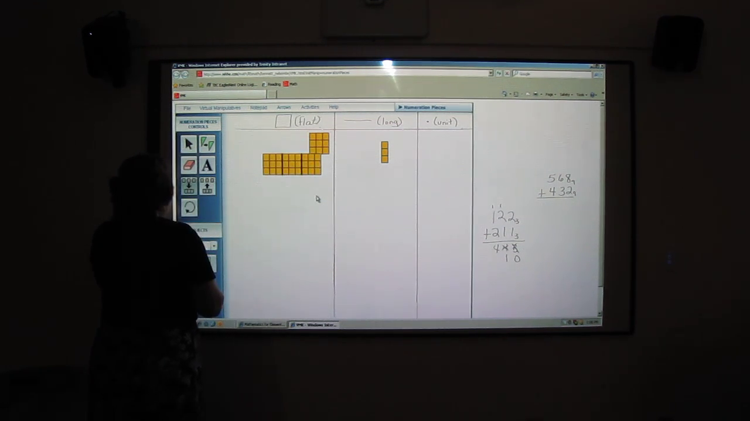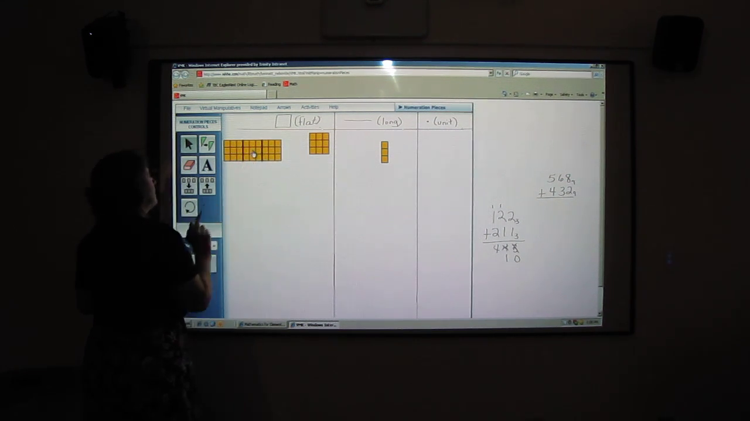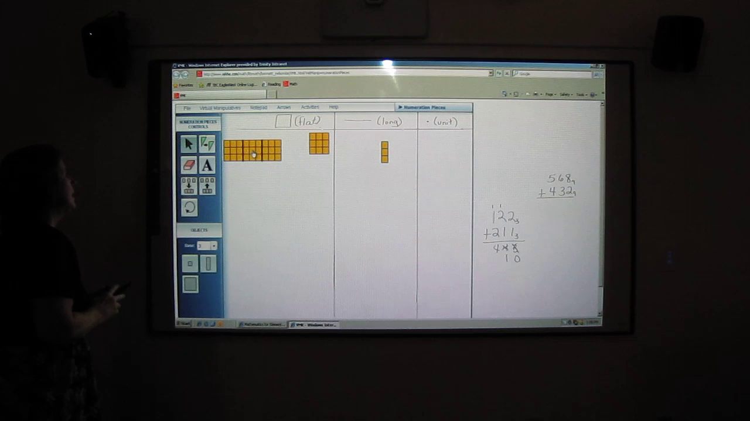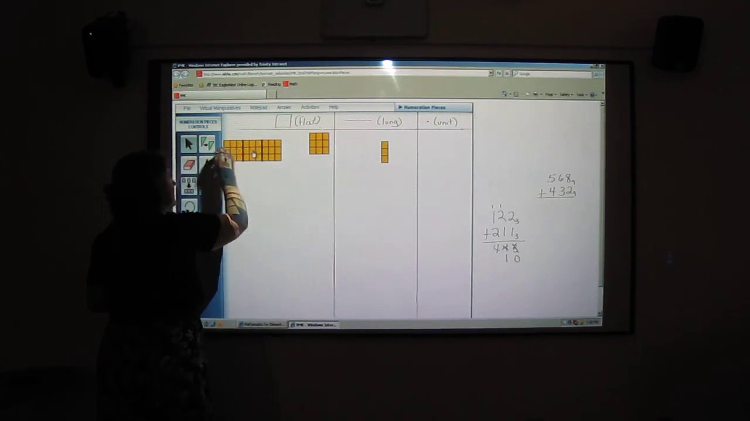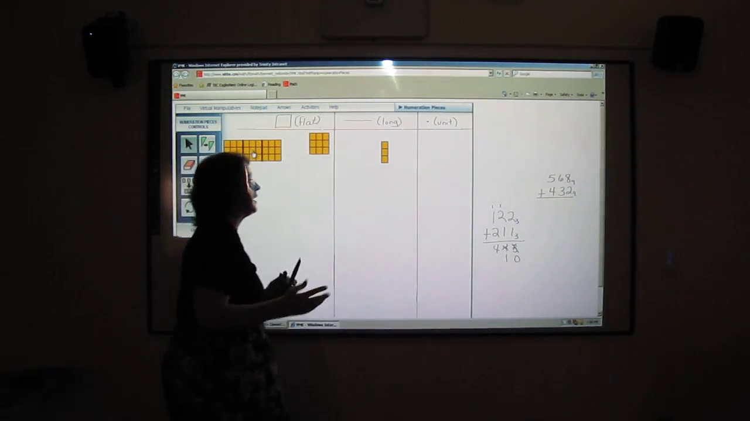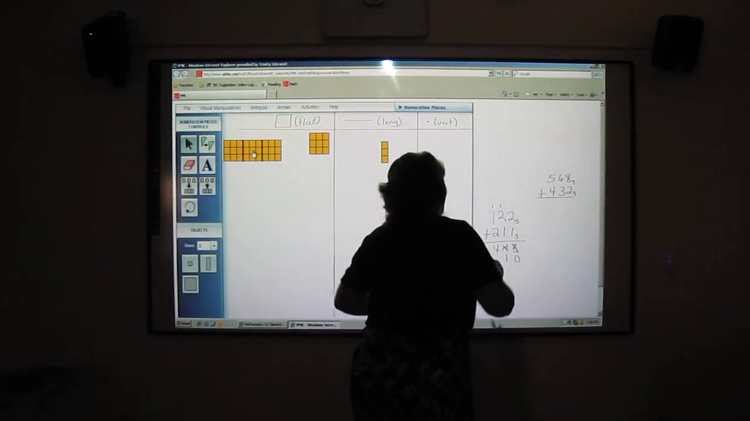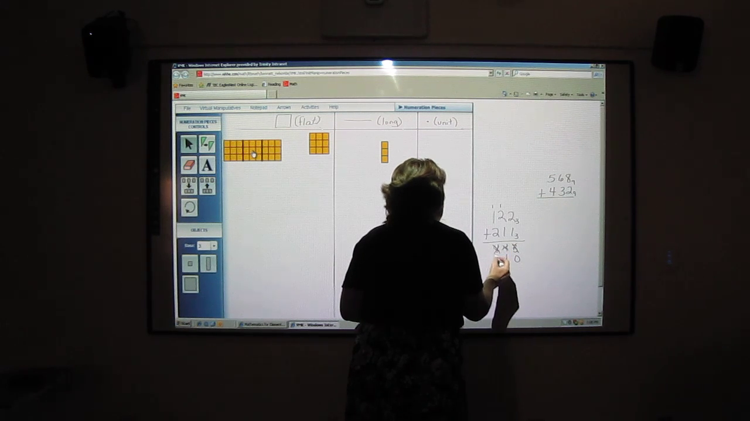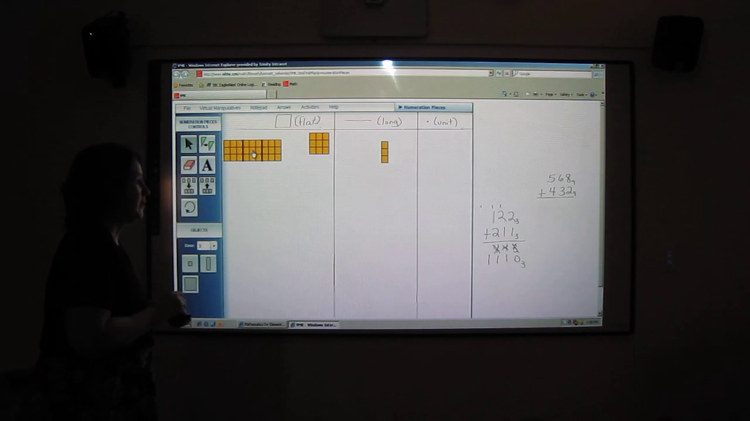And we get a new piece, which we call a long flat. We're not going to go any further than that other than just to introduce. The long flat is 3 sets of that, just like this is 3 sets of this, and just like this is 3 sets of this. So we just keep moving up. So therefore, I can't have 4 here. I have to trade 3 of them in and put it over here. I have 1 left, and then I have 1 in this column. So my answer is 1110 base 3.